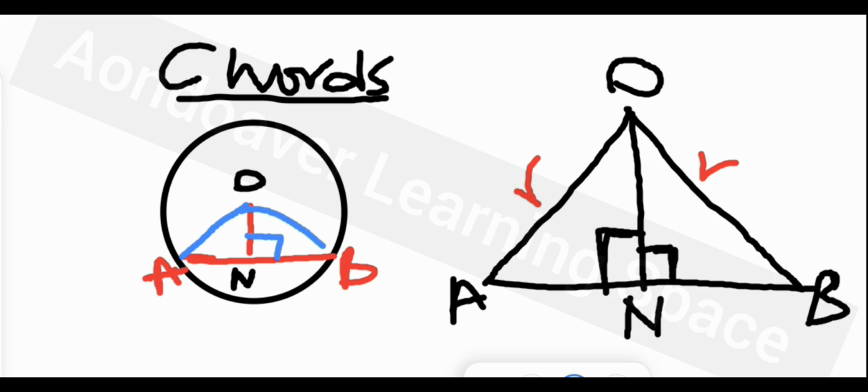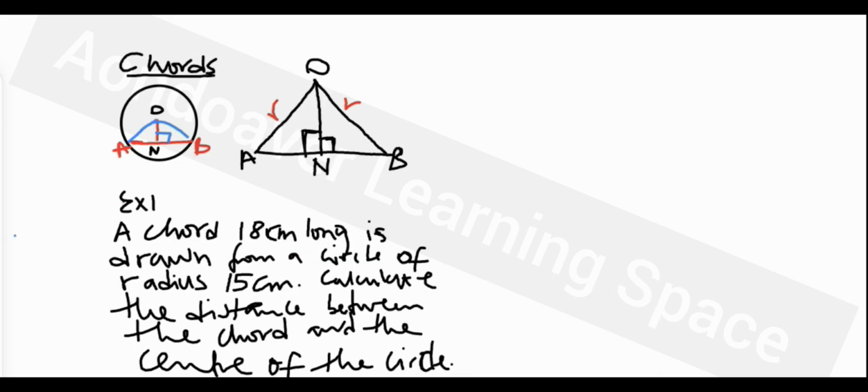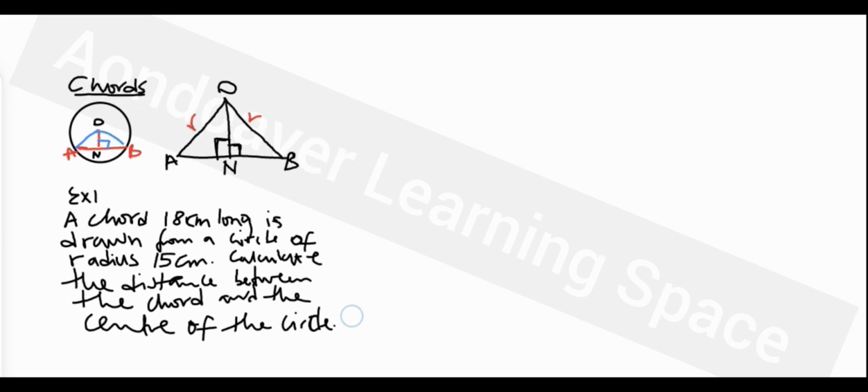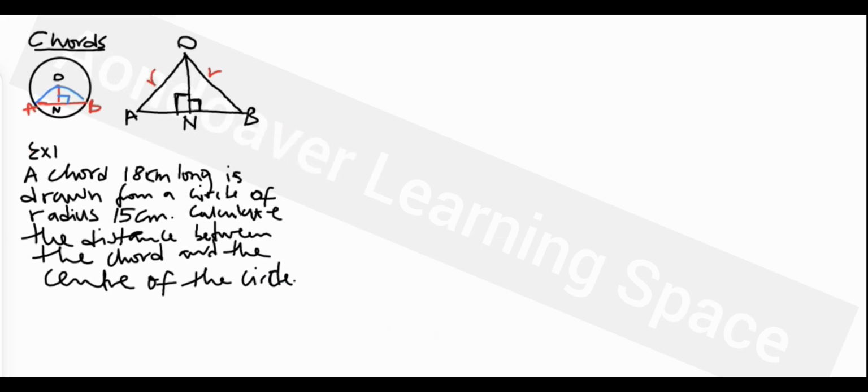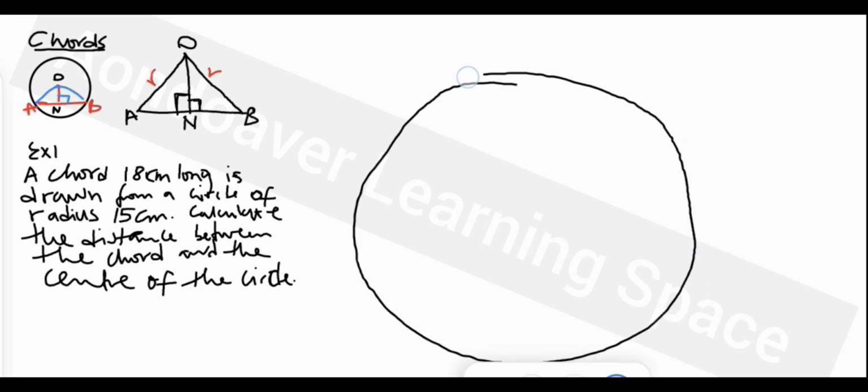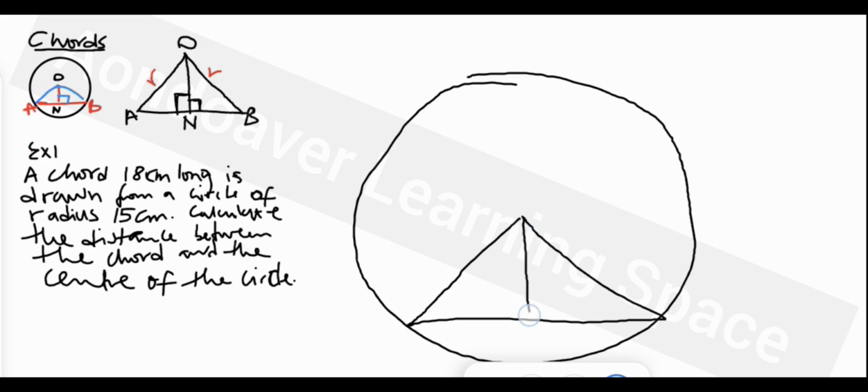So let's quickly look at a question which says that a chord 18 centimeters long is drawn from a circle of radius 15 centimeters. Calculate the distance between the chord and the center of the circle. So first let's draw. This is the center of the circle. This is the chord and the radii. Good. So mind you that we have a perpendicular which shows the distance between the chord and the center of the circle. And the length of the chord here is 18 centimeters.